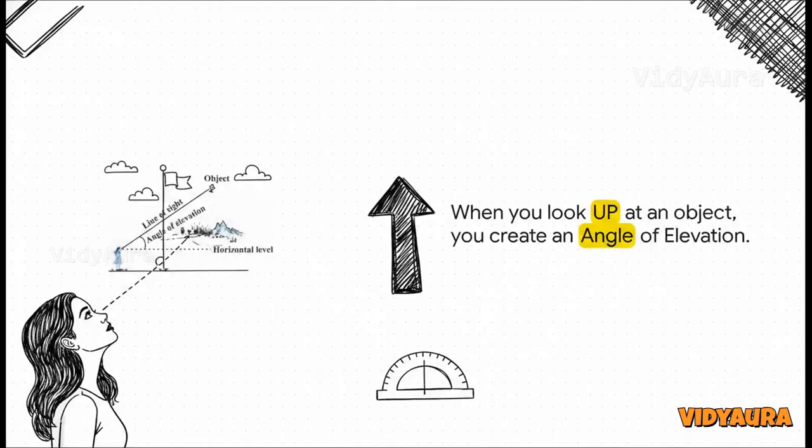And take a look at this picture. It shows it perfectly. You've got the observer, and that straight flat line coming from her eye, that's the horizontal. Now, because she's looking at something above her, she has to tilt her head up. And that little angle that's formed right there, that is the angle of elevation. It's all about looking up.